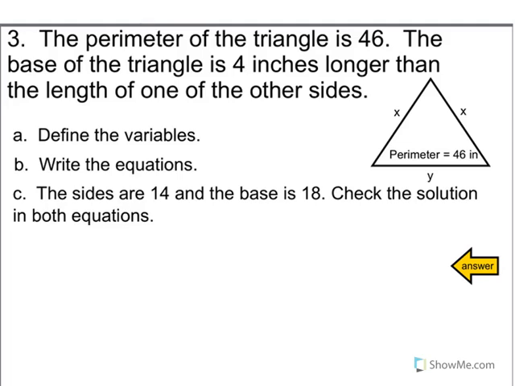Looking at 3, it says the perimeter of the triangle is 46 inches. The base of the triangle is 4 inches longer than the length of one of the other sides. So they give us two variables here. They give us X, they give us Y. So X would be the length of one of the sides. And Y would be the length of the base.